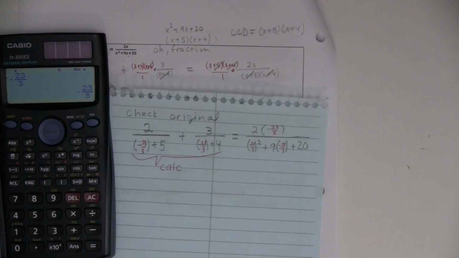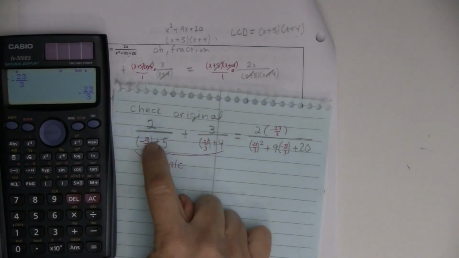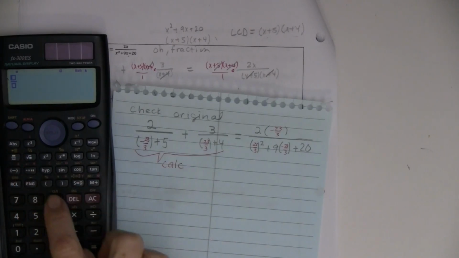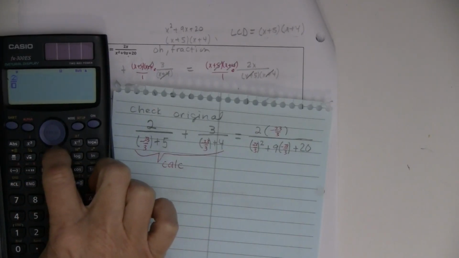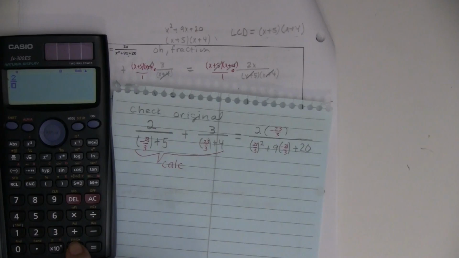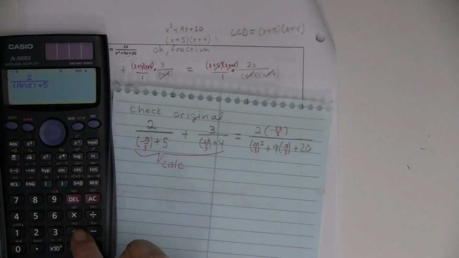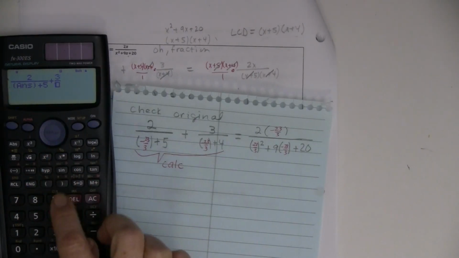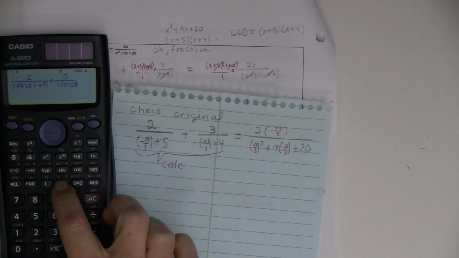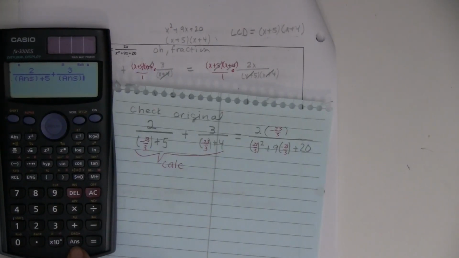And so when I go here to put this in, I can put in my fraction and 2, and then I can go downstairs and I can put parentheses if you like, or you don't have to use the parentheses, and hit the answer key, because what was the answer? Negative 23 over 3 plus 5. So it just saves me from typing that. And then out to the side, plus, and then fraction 3, and then downstairs, the answer, and the answer key is down there at the bottom, and then plus 4.